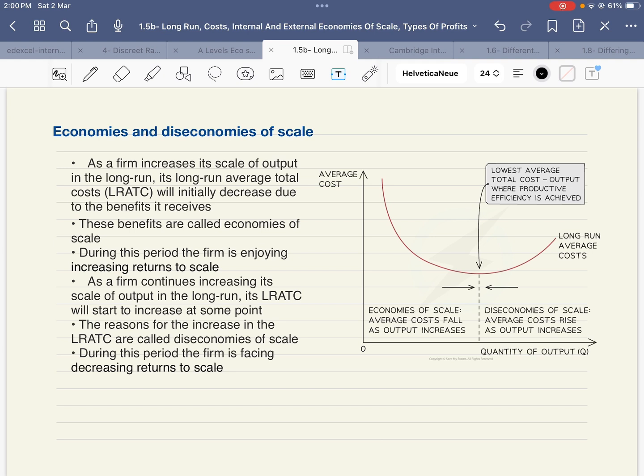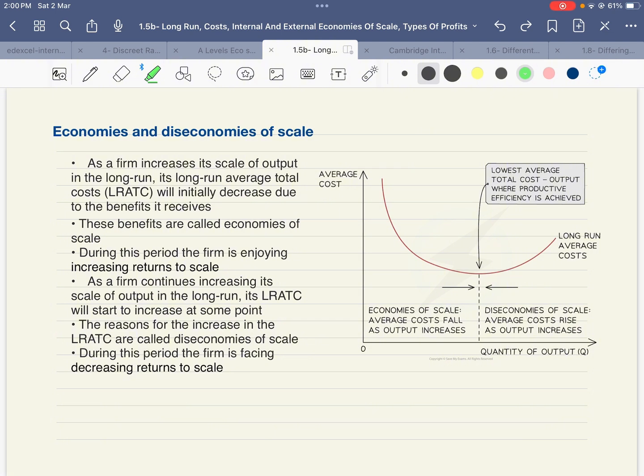Having talked about economies and diseconomies of scale, let's have a look at it in detail. Economies and diseconomies of scale can only be observed on the LRAC curve because the firm experiences both of them in the long run as it increases its scale of production, or it starts to grow in size in terms of output.